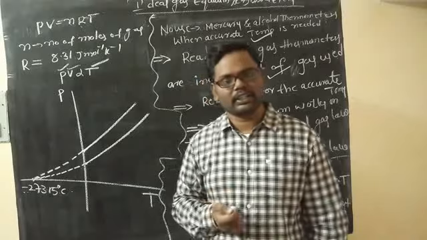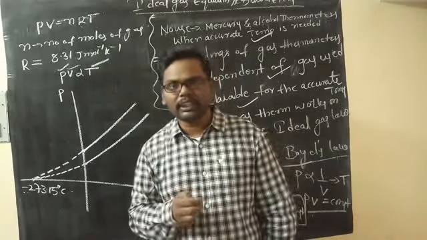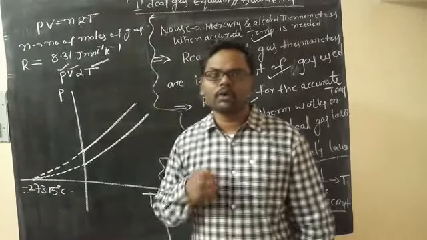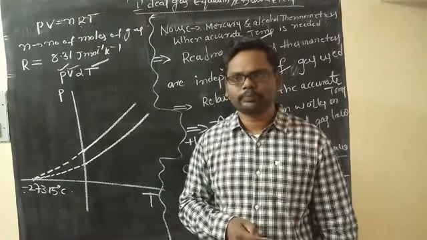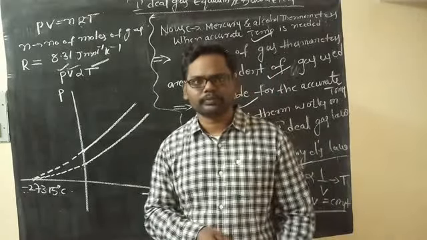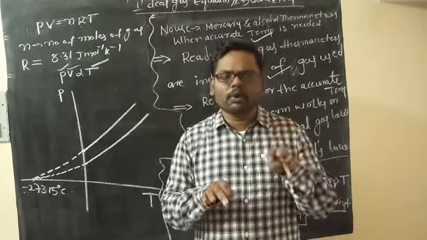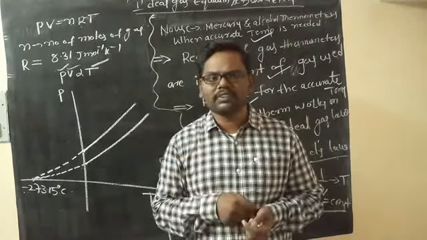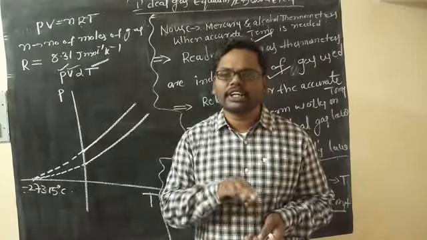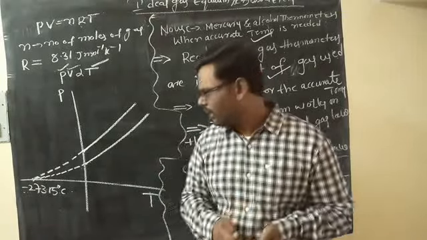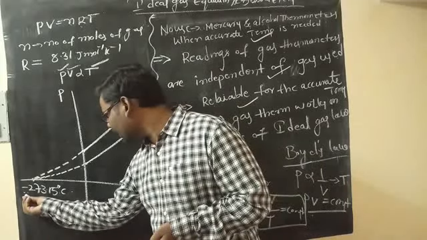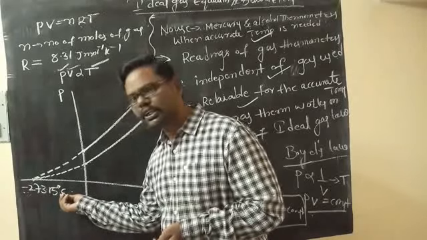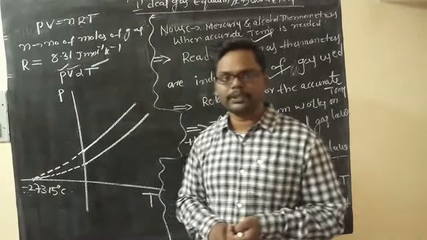What is the reason behind that? Actually, at this temperature the kinetic energy of the molecules becomes 0. As a result, the molecules settle at the bottom of the container, so the pressure exerted by them is reduced to 0. That's why Lord Kelvin designated minus 273.15 degrees Celsius as 0 Kelvin.